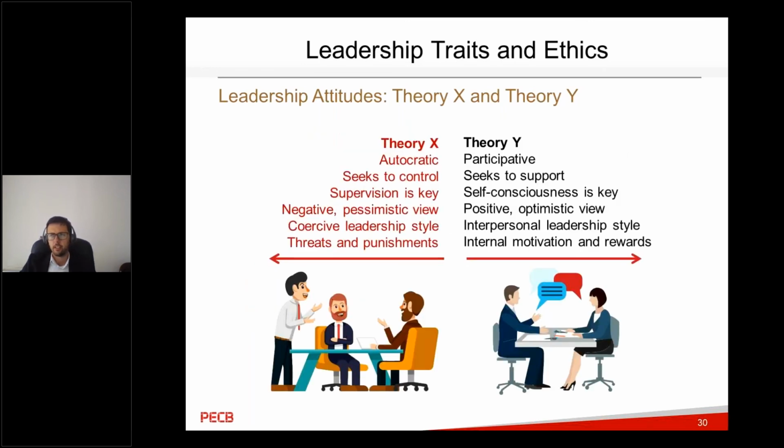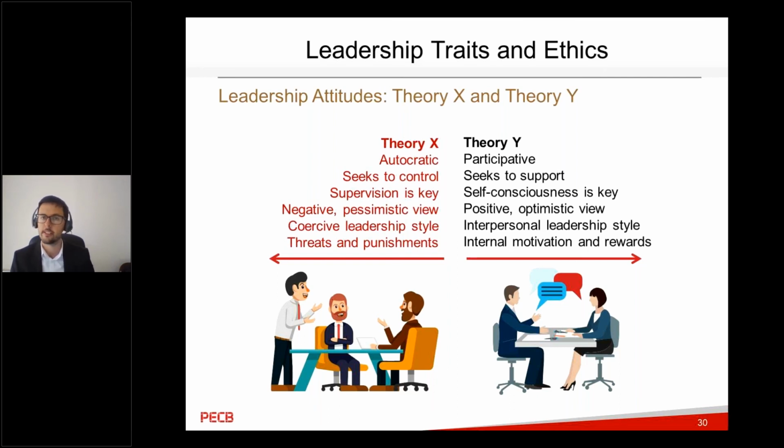So to recap on the differences, managers with Theory X attitudes usually have a negative, pessimistic view of employees. They are more coercive and autocratic, and they seek to control and supervise people. They tend to have a more pessimistic view of the work and the expectations of their employees, and they use threats and punishments to get things done.